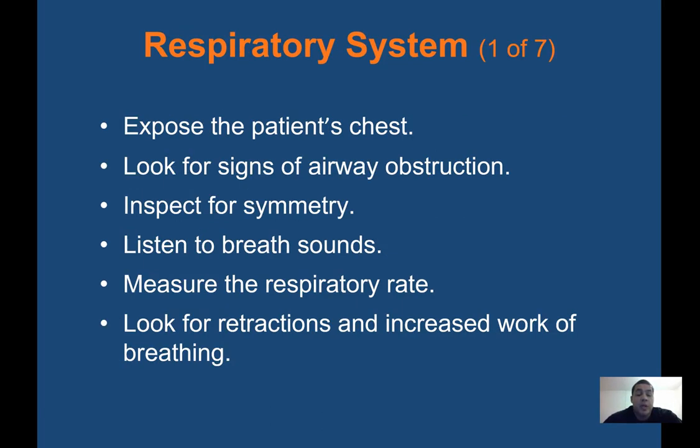Respiratory system. Expose the patient's chest. Look for signs of airway obstruction. Inspect for symmetry. So, does it look like he has equal chest rise and fall? Listen to breath sounds. When you're doing your ABCs, airway, breathing, circulation, make sure he has an airway. Looking at breath signs, how's he breathing? Okay. Go ahead and listen to all lung sounds. Measure the respiratory rate. Is it within normal limits? Is he breathing shallow? Is he breathing rapid? Look for retractions and increased work of breathing.